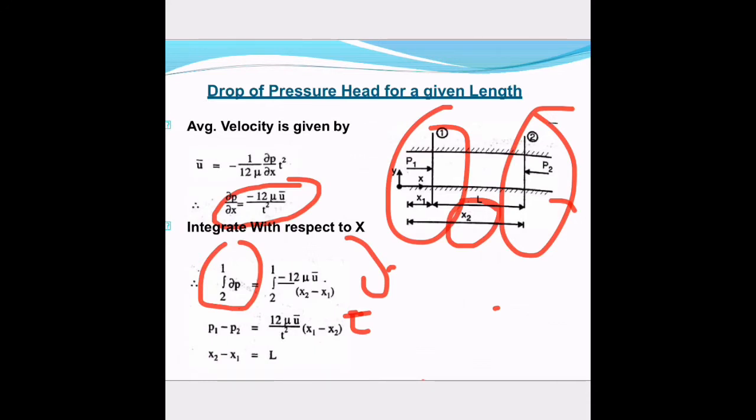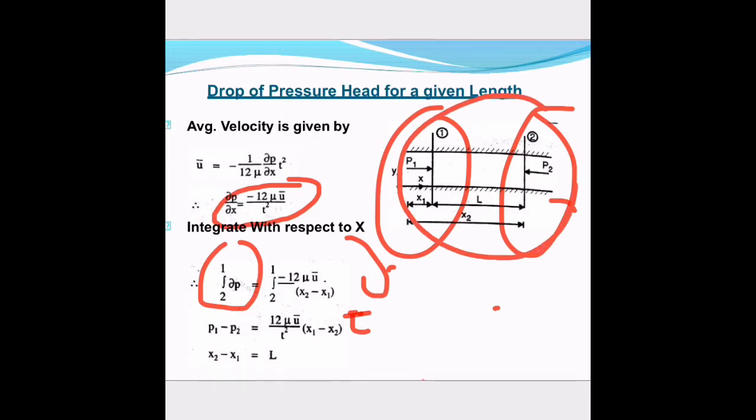You have to find out P1 minus P2, that is the pressure exerted on cross section 1 and the pressure exerted on cross section 2, the difference between these two. So P1 minus P2 will be how much? Solve yourself.